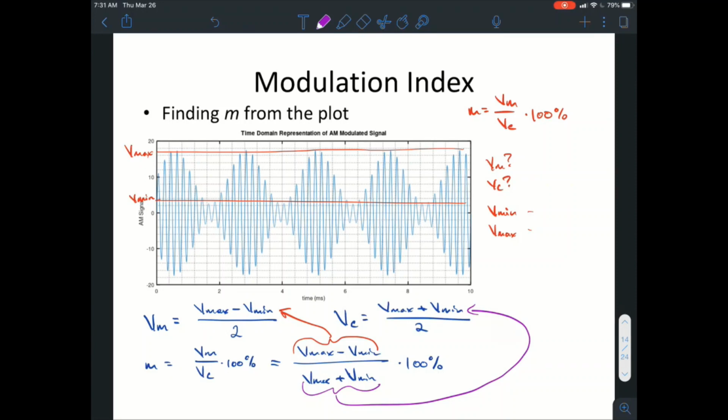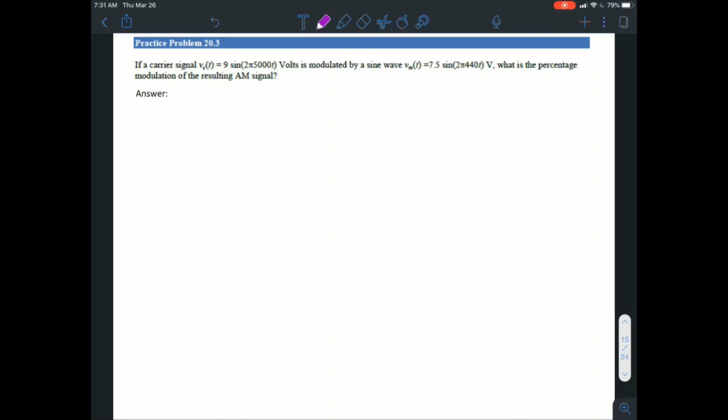So let's go ahead and take this to a practice problem, and we will apply it there. If a carrier signal V sub c of t is 9 times sine 2 pi 5000 t volts, is modulated by a sine wave of V sub m of t equals 7.5 sine 2 pi 440 times t volts, what's going to be the percentage modulation of the resulting AM signal?